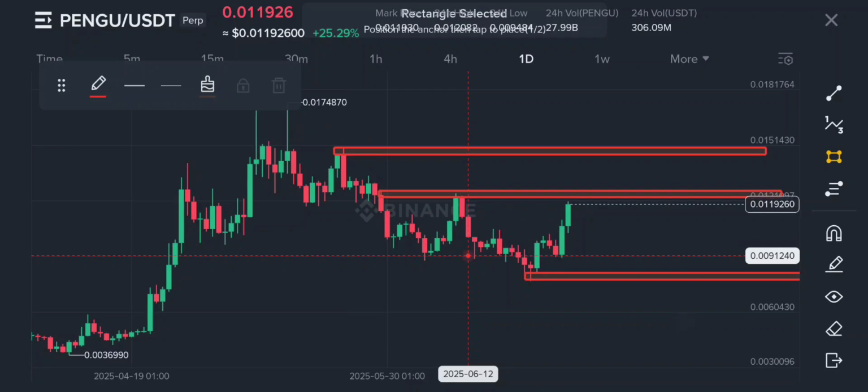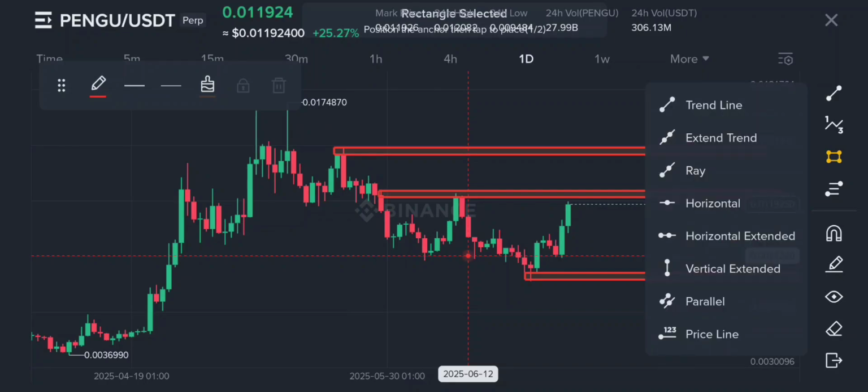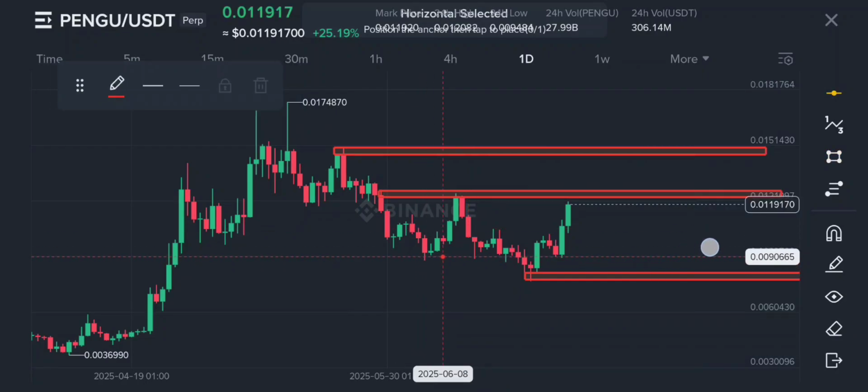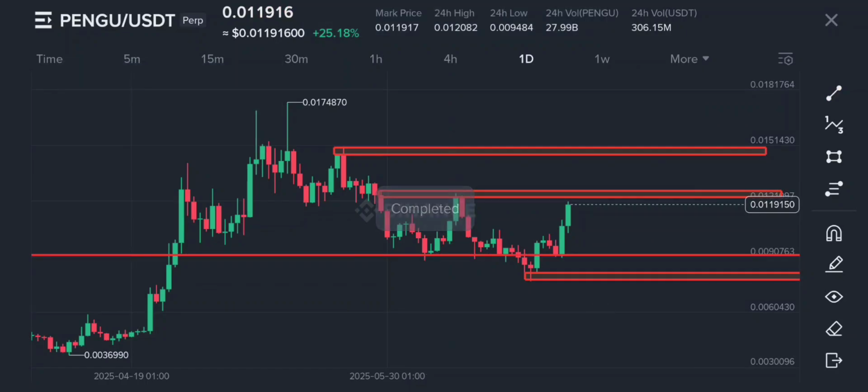but I will do this with a line. Why I'm marking this point with a line is because this looks like a weak support. It is not as strong as the one I just marked. This area of interest is stronger than this. So that is why I'm marking this with a line. If the market retraces and reacts to this line, it can react to it and make a pullback, but that doesn't mean it's a very strong area of interest.